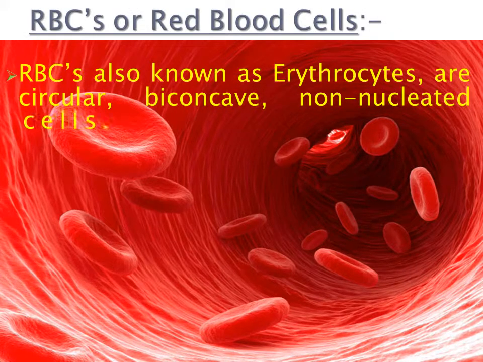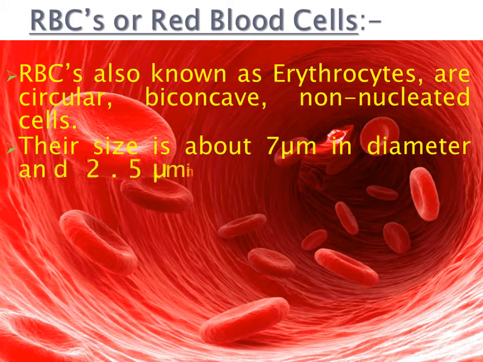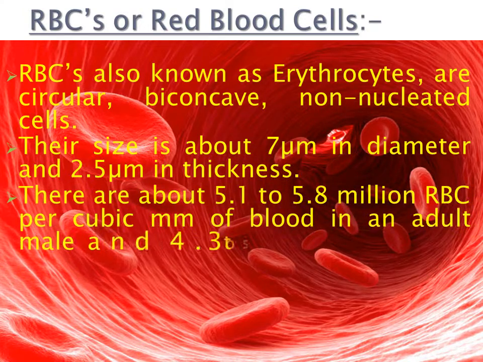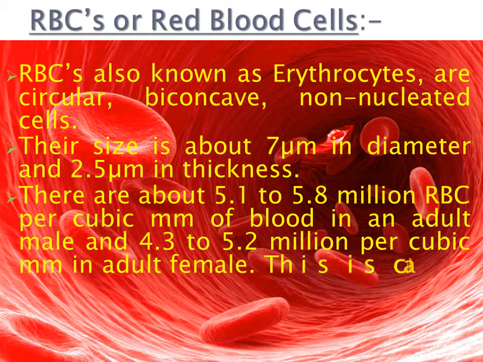RBCs or red blood cells. RBCs, also known as erythrocytes, are circular, biconcave, non-nucleated cells. Their size is about 7 micrometers in diameter and 2.5 micrometers in thickness.